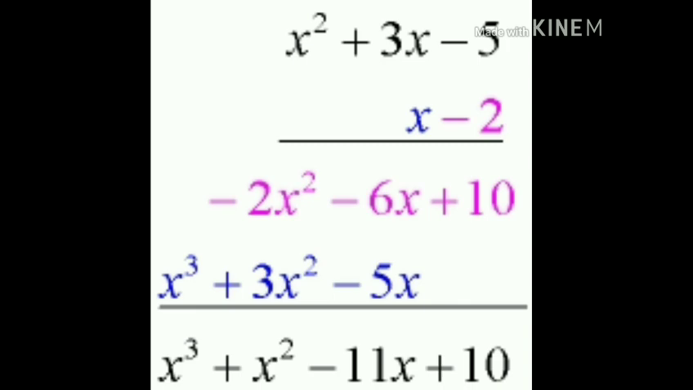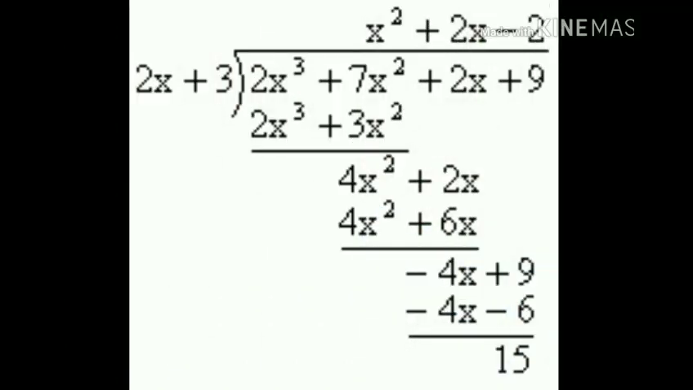So, negative 2x minus 6x plus 10 plus x cubed plus 3x squared minus 5x is equal to x cubed plus x squared minus 11x plus 10, and that is the final answer. You can use the process that we have learned earlier on how to add polynomials, but if you're good at solving it mentally, then solve it mentally so that you can save some time.